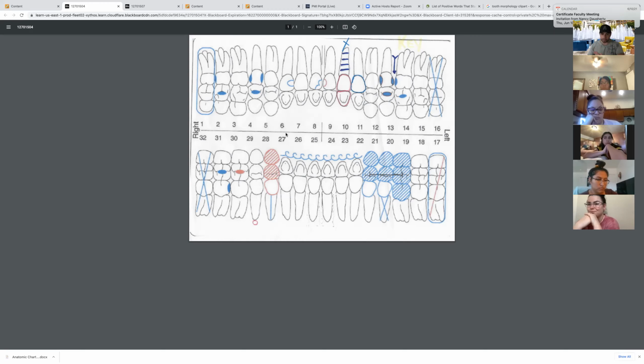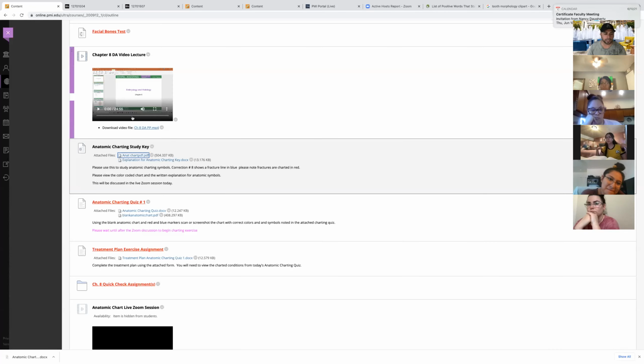Okay, so that covers whatever sort of key or reference guide that you can look at for this assignment. So I'm going to go back to this screen here. So if you kind of forgot about the things that we just talked about, so that was the anatomical chart. This next document down here is an explanation for the anatomical chart. So that is the key for this. I'm going to go ahead and open that.